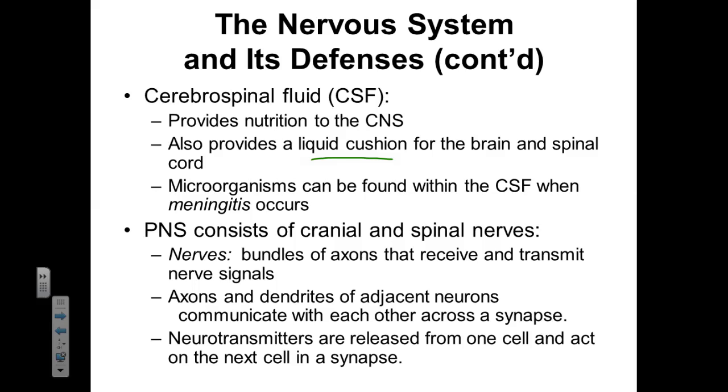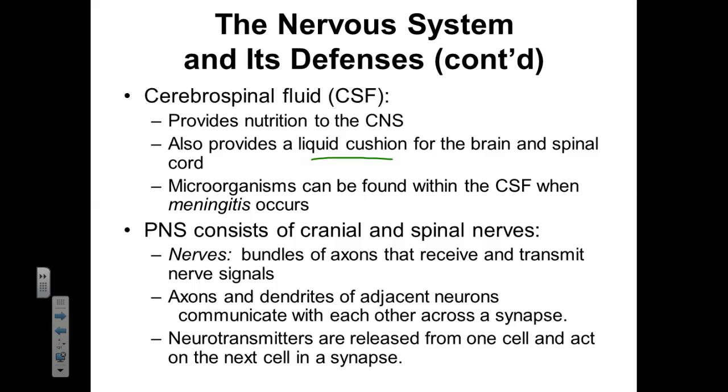Microorganisms can be found in the cerebral spinal fluid during meningitis, when the meninges of the central nervous system become inflamed, but generally speaking, we're not going to find a lot of microorganisms within the central nervous system, within that cerebral spinal fluid. If we look at the peripheral nervous system, we'll have both the cranial and spinal nerves. And as we look at the structure of the nerves, we can see that the nerve is a bundle of axons. Recall, an axon is that extension of a neuron that carries the action potential away from the neuron.